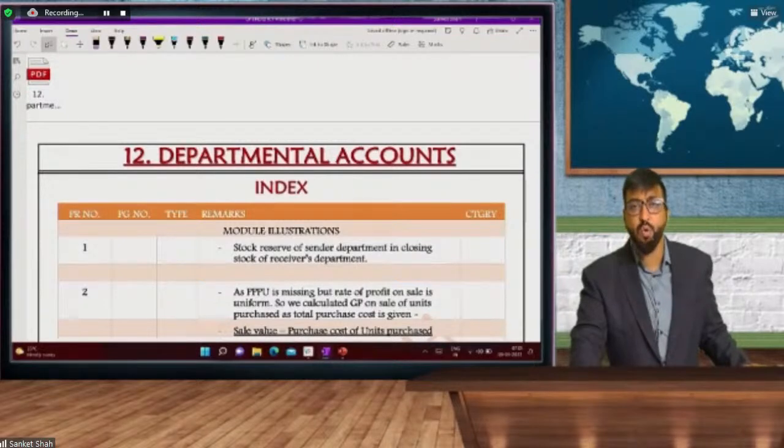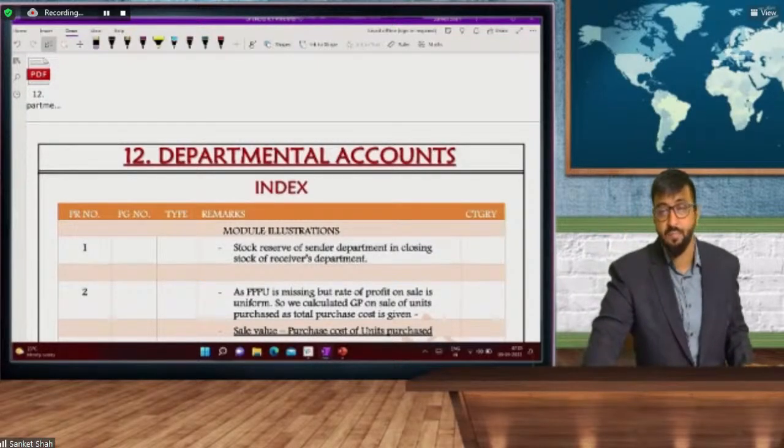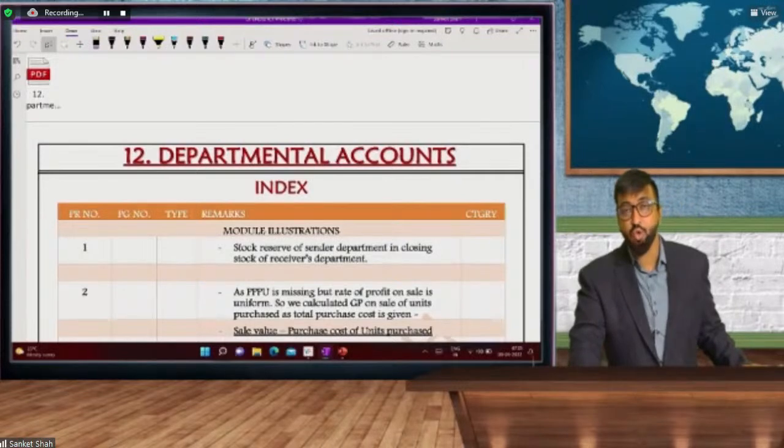Real account: debit what comes in, credit what goes out, and nominal account: debit all expenses and losses, credit all incomes and gains. Personal and real account are carried to balance sheet, remember, and nominal account is transferred to P&L. Then asset shows debit balance, liability shows credit balance, expenses shows debit balance, income shows credit balance, and capital shows credit balance. Students, we have started with first chapter, bonus shares.